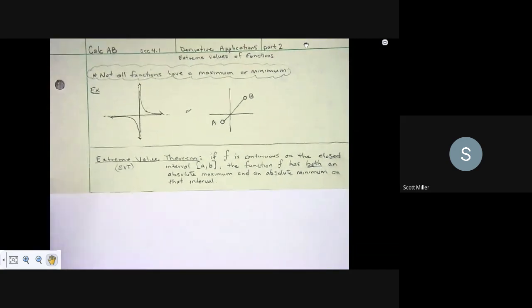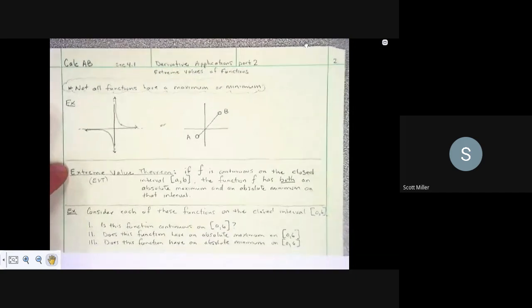Okay, nothing says I can't have them on other kinds of intervals. What this is doing is it's guaranteeing you to have both of them. If I have a closed interval, you are guaranteed to have both. That's what it means. This is a very important one, okay? So let's look at some examples here to help us illustrate this.